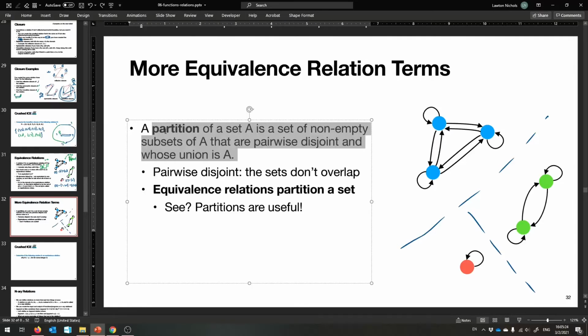Remember, the definition of partition: that's when you can put a set and break it down into a bunch of little subsets that are disjoint and whose union is the whole thing. Remember the definition of pairwise disjoint, right? They don't overlap. The idea is that equivalence relations partition a set. And that's a great way to break down a set if you have an equivalence relation on it. Okay? So partitions are useful.